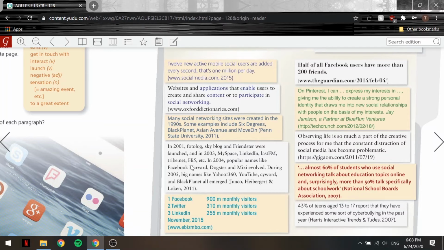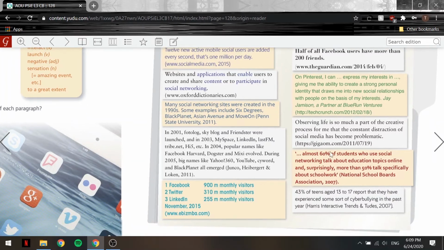What else do we have? How many friends does the average person have on Facebook? We'll say half of all users have more than 200 friends. Okay, so that is again pretty interesting. How do people use social media? So how do they get in touch with people through similar interests? We'll say, yeah, so similar interests, they talk about education topics, as you can see here. More talk specifically about schoolwork. Okay, so that is based on a study, so I cannot argue with this because it is a fact.